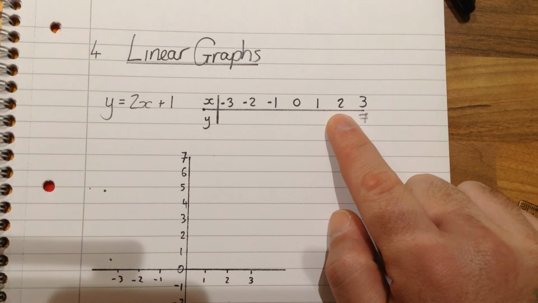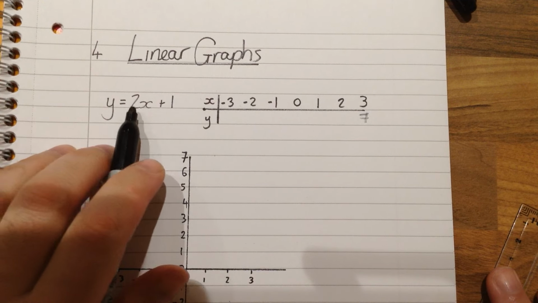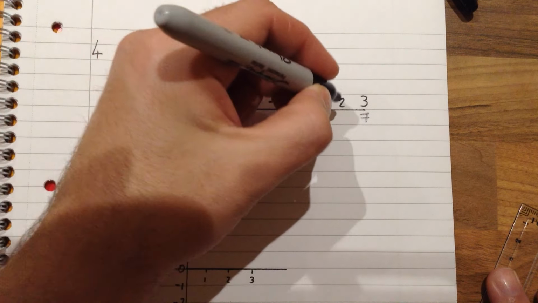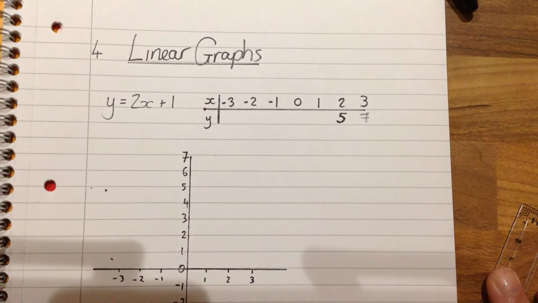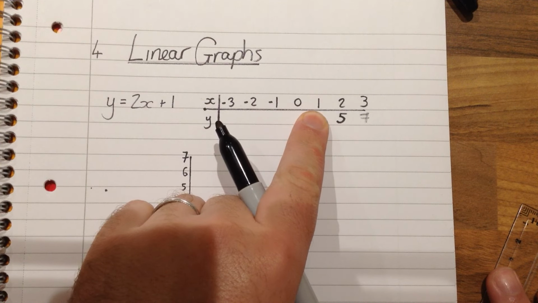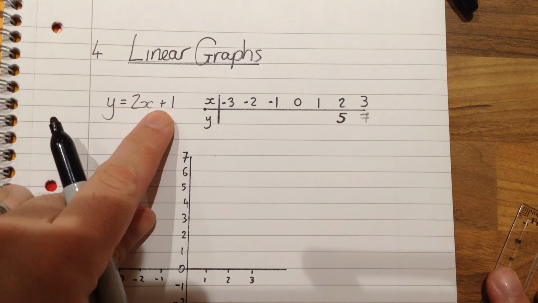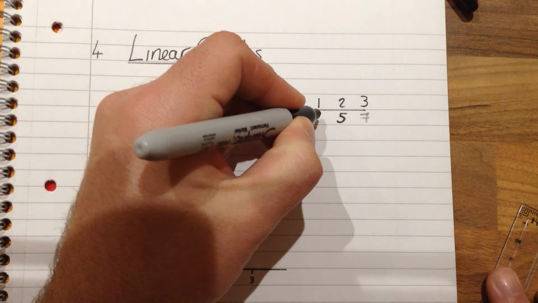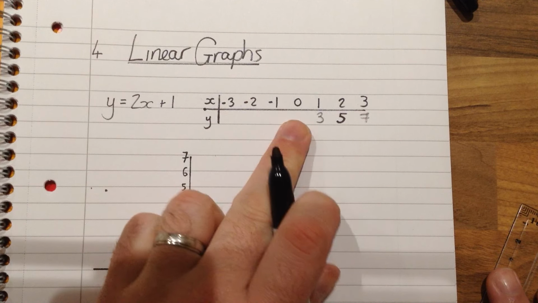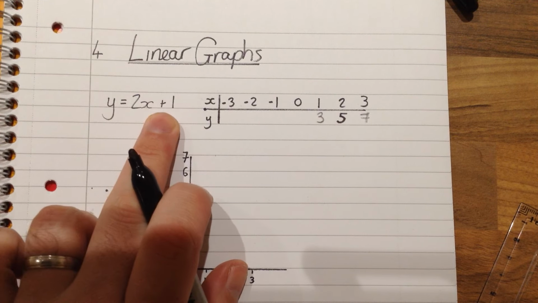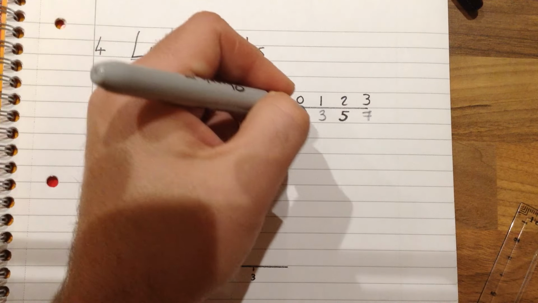So if x is 2, we would do 2 times 2, which is 4, plus 1 gives us 5. So I put the number 5 underneath 2. X is 1 next time, so we do 2 times 1, that's 2, plus 1 is 3. For 0, well 2 times nothing, that's 0, plus 1 is 1.